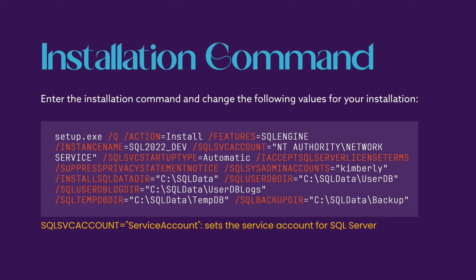The SQL Service Account parameter is a critical component when installing SQL Server. This parameter allows you to set the Windows account that the SQL Server service will use for its operations. It's essential for defining security and permissions. The SQL Service startup type parameter ensures that the SQL Server service starts automatically whenever Windows starts.